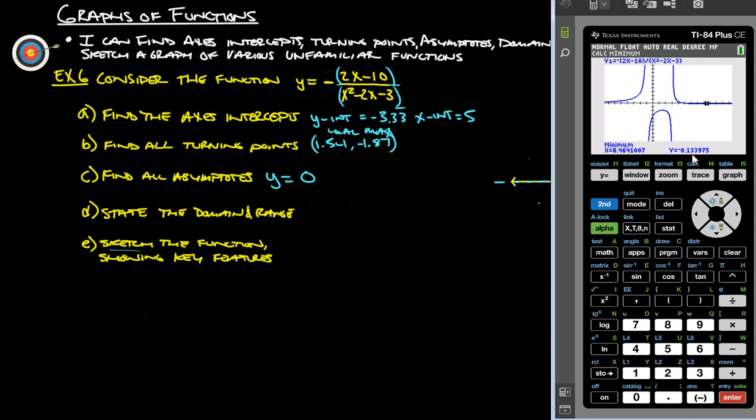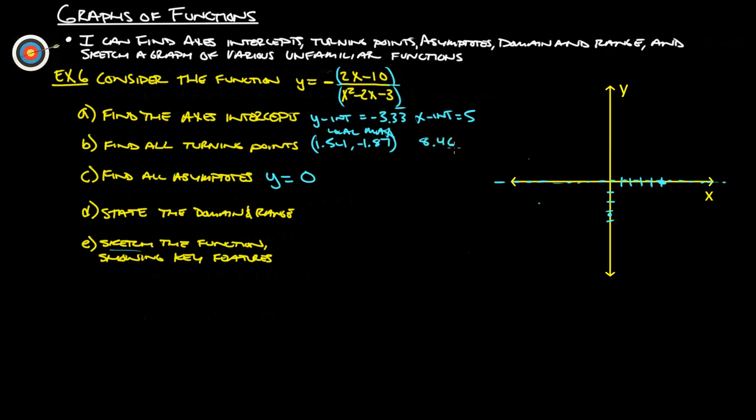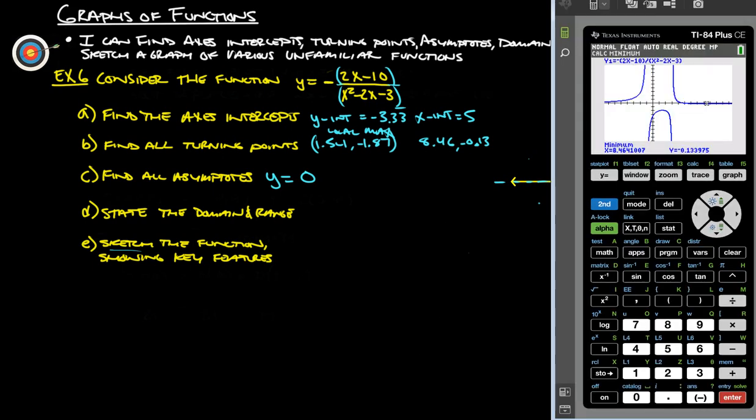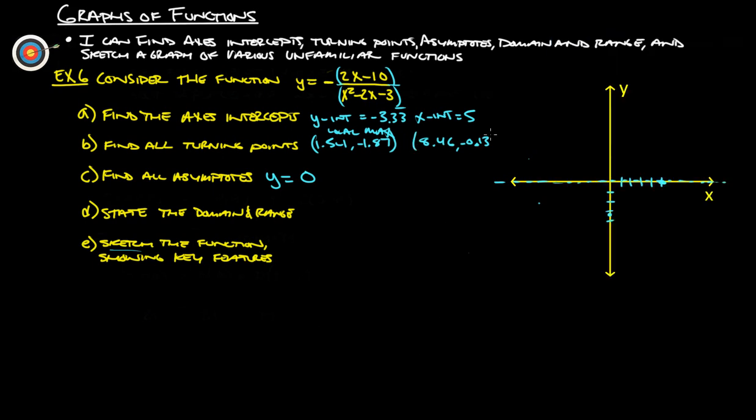8.46 and negative 0.13. So we've got 8.46, negative 0.13. Is that what we said? Yep. Okay, and this is a local minimum. Okay, find the asymptotes.